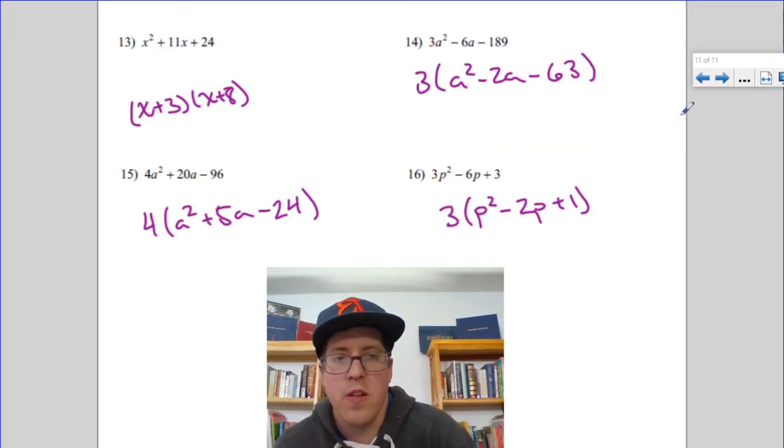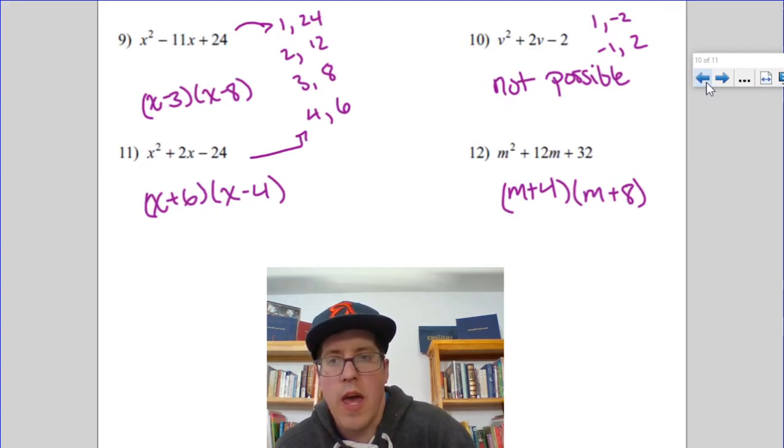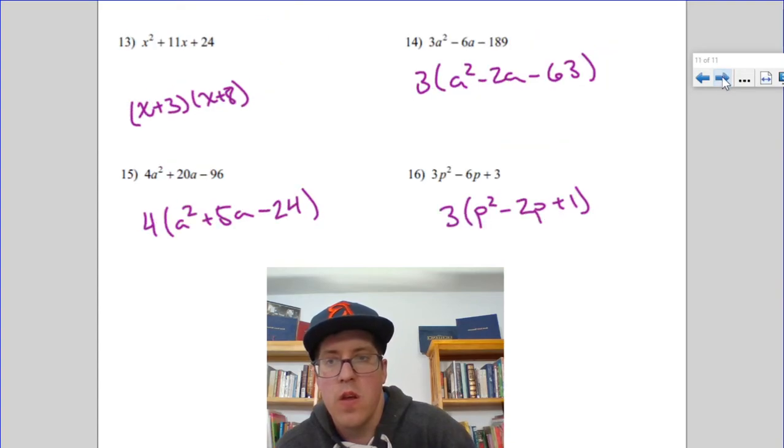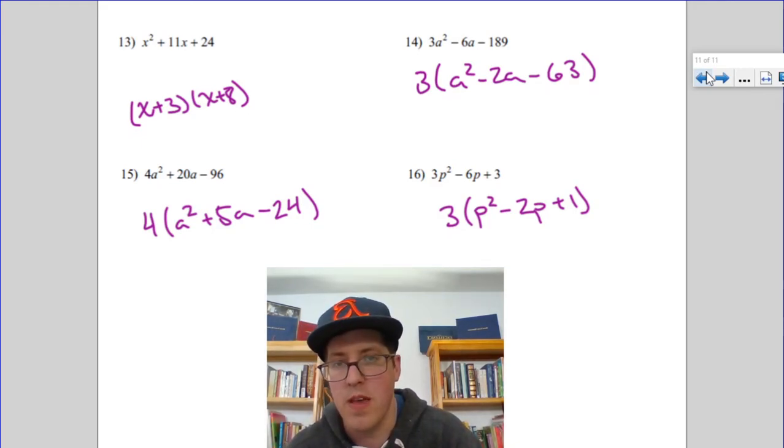All right, one thing to notice between problem 13 on this page and problem 9 on the previous page. Problem 9 was x squared minus 11x plus 24. Problem 13 was x squared plus 11x plus 24. One had minus 11x, one had plus 11x. So in that case, the signs just switch. It becomes plus 3 plus 8.